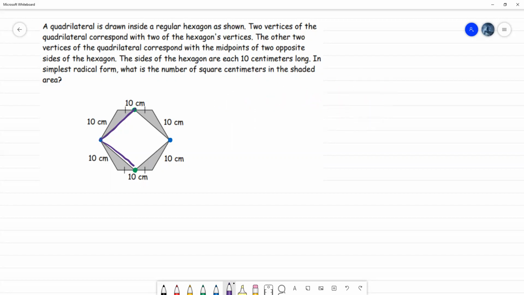But we do know that not only are the shaded portions in between the two shapes, but they are triangles. And we know that the formula for finding the area of a triangle is half times base times height. So maybe if we find out the height of the triangle, this length, and find out the base of the triangle, which is this length, we can find out the area of the triangle and times it by 4 to find out the shaded region. Okay, so let's get started.